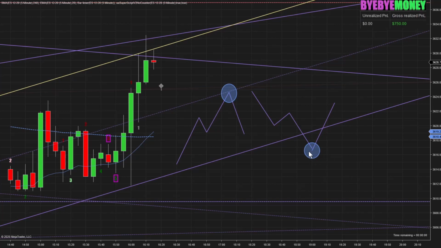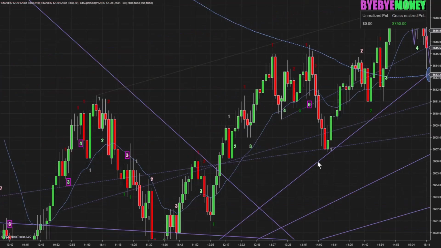So we like to enter the two-legged pullback at key areas such as support, resistance, trend lines, channels, moving averages. And so we like to look for this setup throughout the chart.